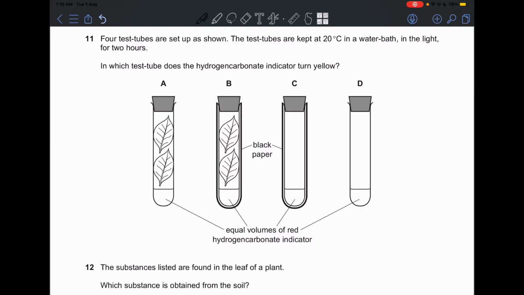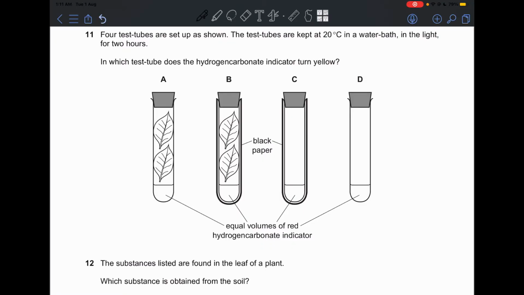11. 4 test tubes are set up as shown. The test tubes are kept at 20 degrees in a water bath in the light for 2 hours. In which test tube does the hydrogen carbonate indicator turn yellow? So we know that the hydrogen carbonate indicator turns yellow when there is higher carbon dioxide than oxygen. This indicates that there is more respiration than photosynthesis. So it's going to be either B or C because they are covered.